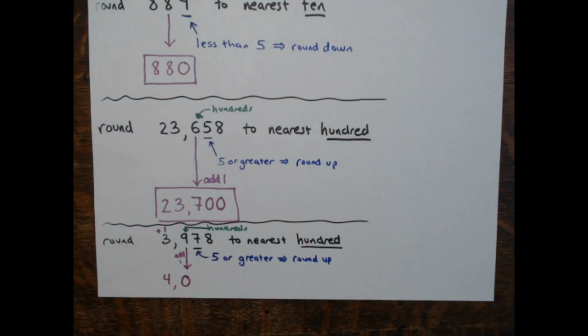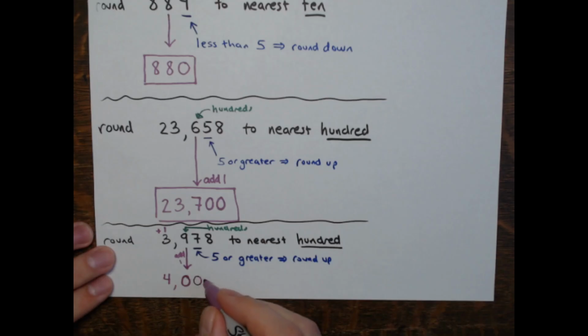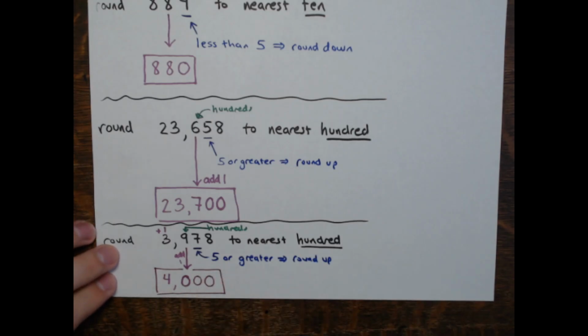So now I have 4,000, and then again after this rounding up or rounding down step, all the digits to the right of the place we rounded to are zeros. So 0 in the tens, 0 in the ones. And there you go. So 3,978 round to the nearest hundred is 4,000.